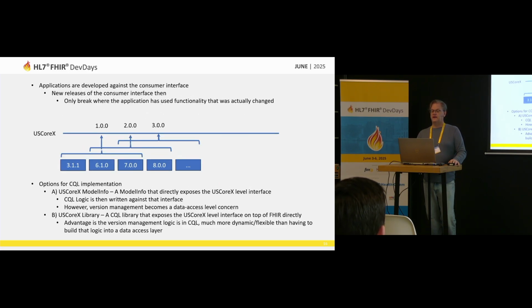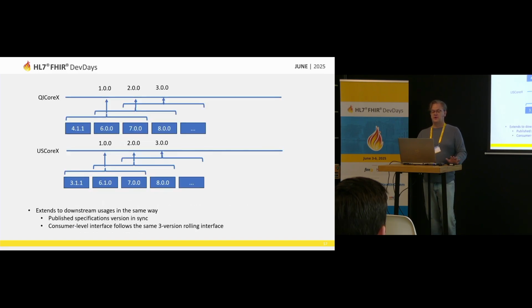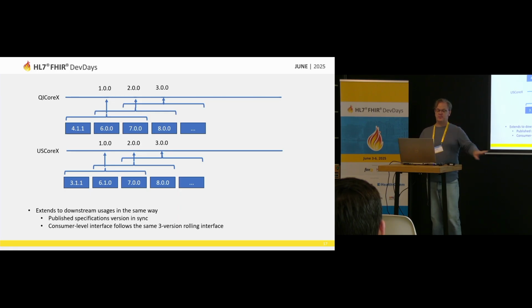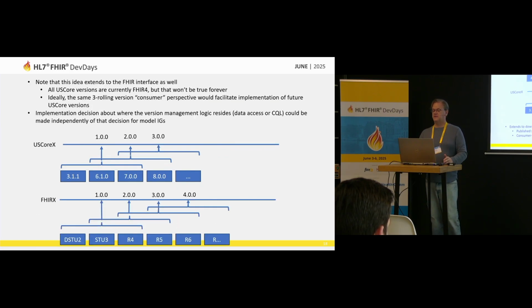I'm out of time, but basically, because we're using derived, we get to attach that in the same way downstream. With US Core, we have these rolling 3-version windows where we deprecate the old one and bring in support for the new one. And QI Core, as a derived version, just works on that same balance.